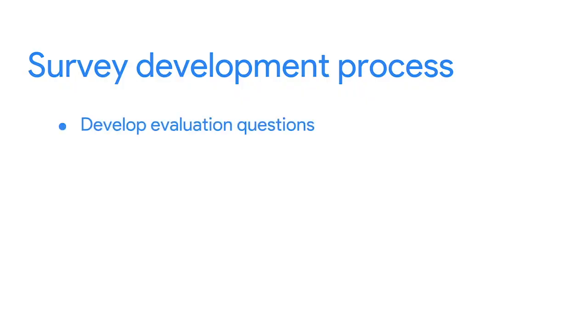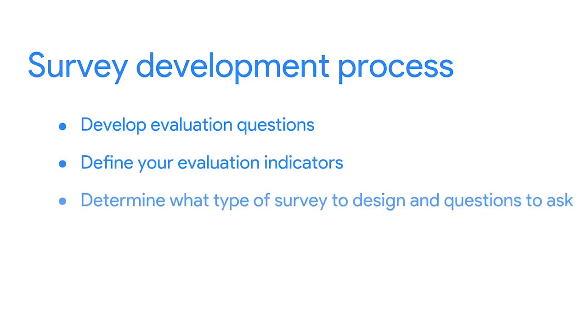The survey development process includes developing evaluation questions, defining your evaluation indicators, and determining what type of survey to design and questions to ask. In the next activity, you'll review your quality management plan and create survey questions for one of Sauce and Spoon's evaluation questions. Then, I'll meet you in the next video to discuss how to present the data that gets collected from your survey.